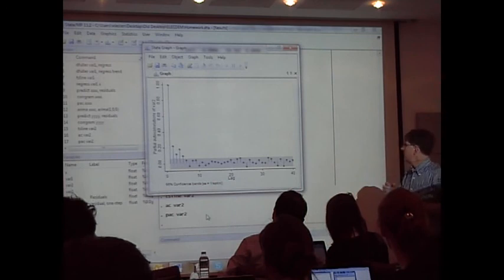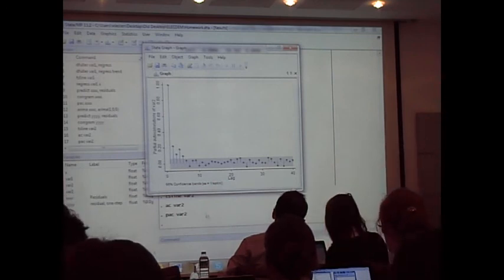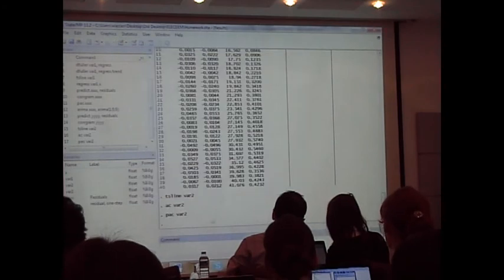Okay, so what do we want to do next? You may want to go to a unit root test, right? That's one thing we could do. We could do the Dickey-Fuller test.